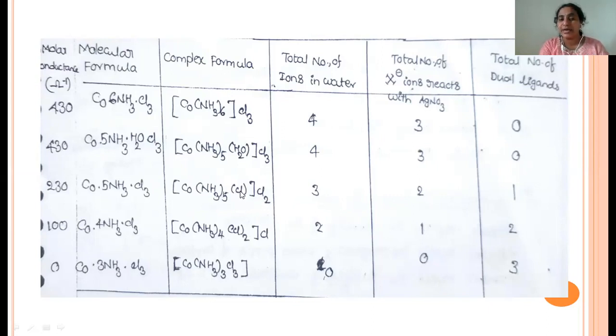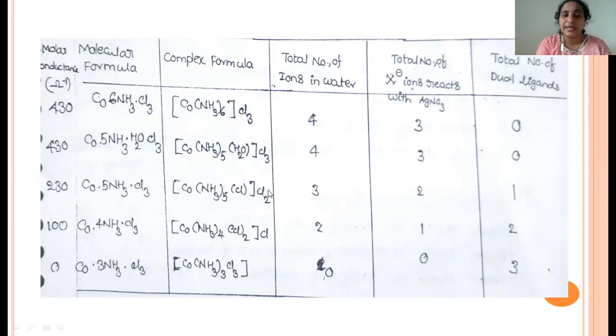This chlorine won't react with the silver nitrate because it is playing a dual role, acting as secondary valency as well as primary valency. Only primary valency ligands can react with the silver nitrate. Here 3 chlorines are present, all 3 are primary valency, hence 3 moles of chlorine will react with 3 moles of silver nitrate. Whereas here one ligand is playing a dual role, hence this ligand won't react with the silver nitrate.